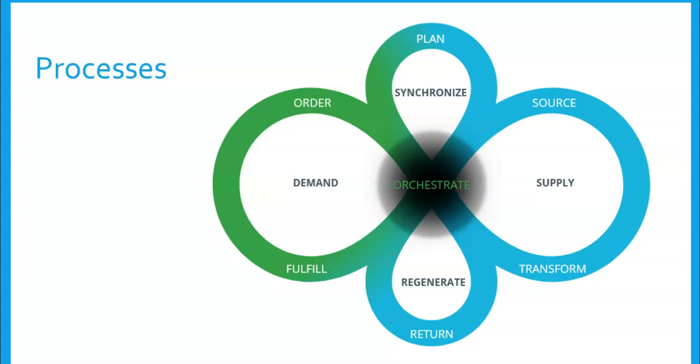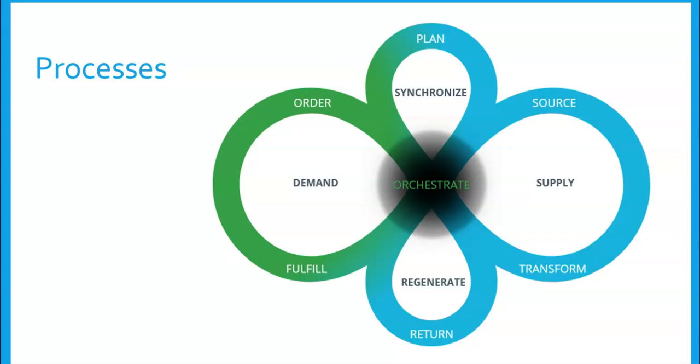So plan describes the activities associated with developing plans to operate our supply chain. The order process describes the activities associated with the customer purchase of products and services, including where they are, how they're paying, the pricing, and how their order will be fulfilled, either in person or through delivery. The fulfillment process then describes the activities associated with fulfilling those customer orders.